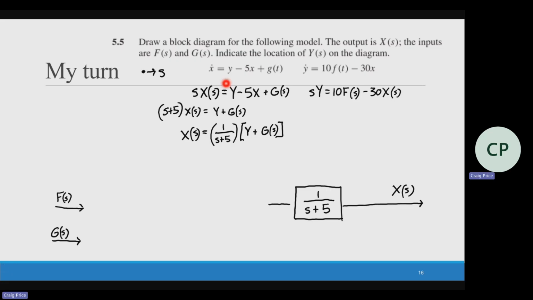Now we have two inputs. So that means I've got a summing junction. I have a positive and a negative. This is going to be y. So y plus g. So actually both of them are positive. Like that. So x is equal to 1 over s plus 5 times the combination of y plus g.